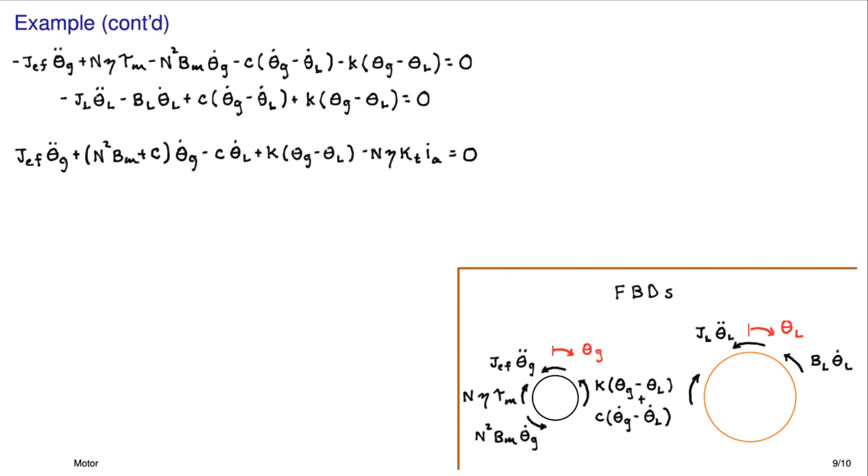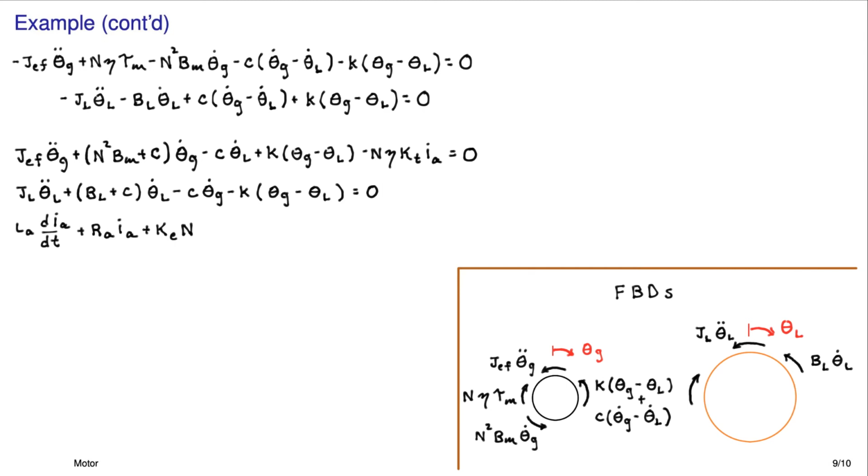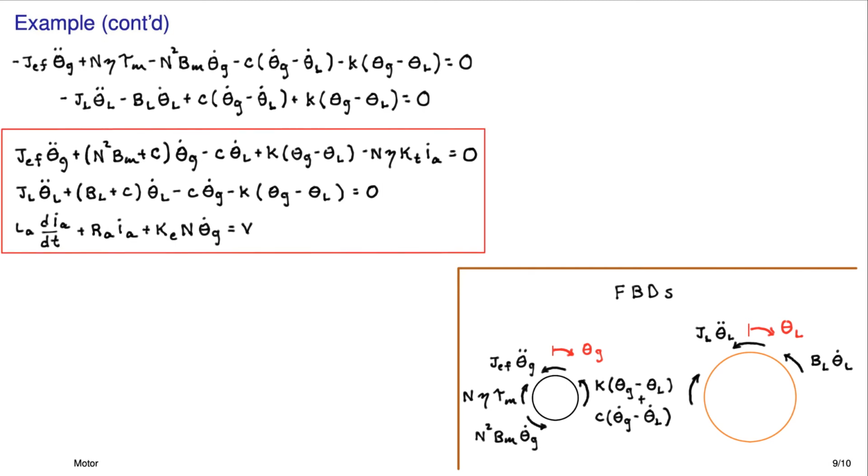So jiggling some things around a little so that we have a theta G double dot equation and a theta L double dot equation. And now we can throw in our electrical equation. And look at that set of differential equations. This is the model of the dynamic system. It's fifth order, 2 states associated with theta G, 2 states associated with theta L, and a current state.